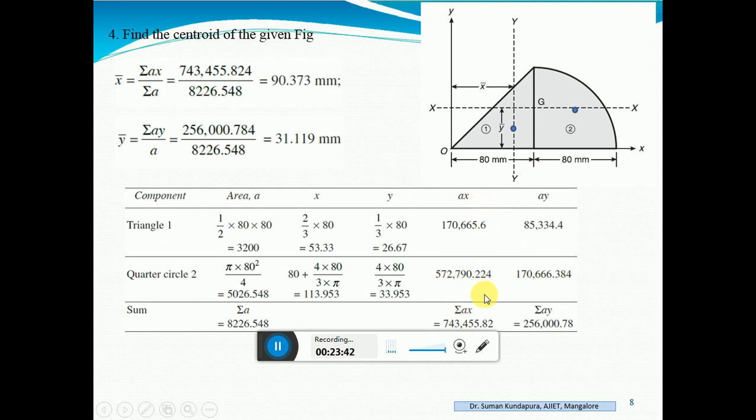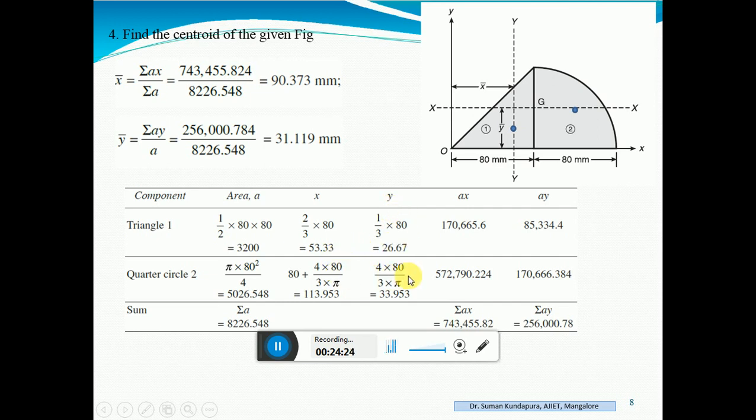Sum up all the moment areas and you will get this much. Here also sum up this. Substitute in our basic equation of x bar and y bar. You will get x bar as 90.373 and y bar as 31.119. Okay. So all you need to remember is for each shape what is the x bar formula and what is the y bar formula, and carefully see where the figure is placed from the respective y axis and x axis, and those respective x values and y values you have to fill in the tabular column.